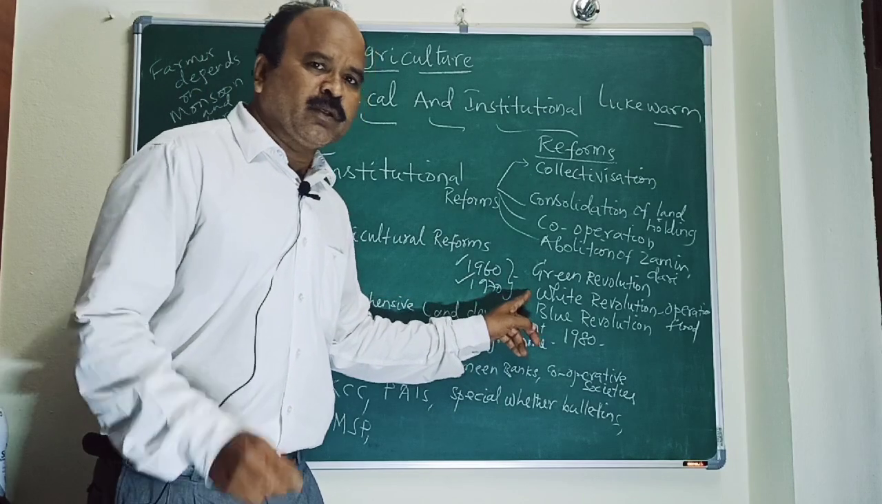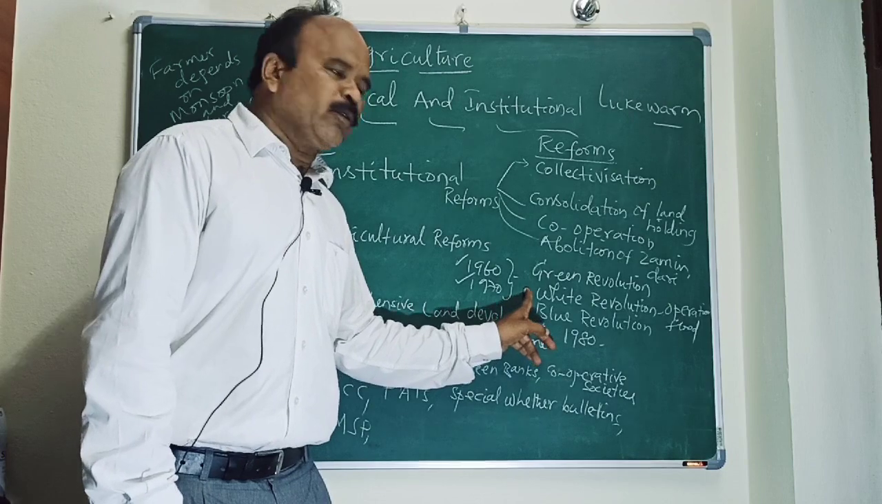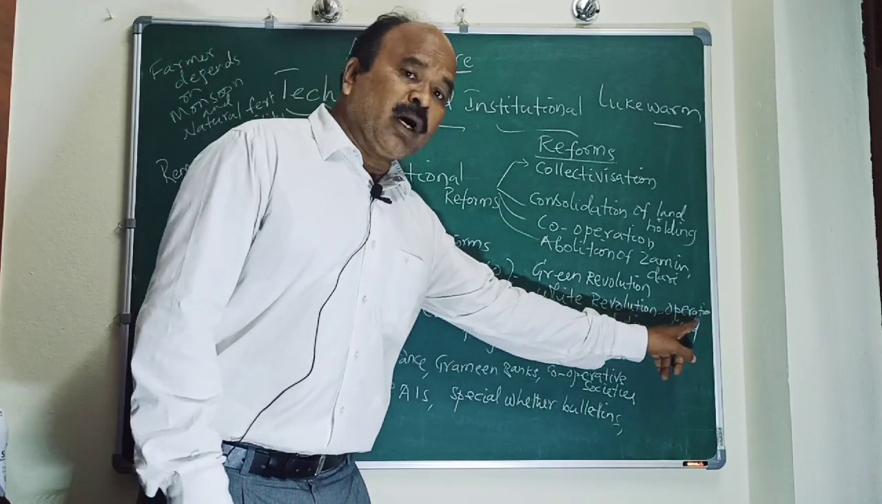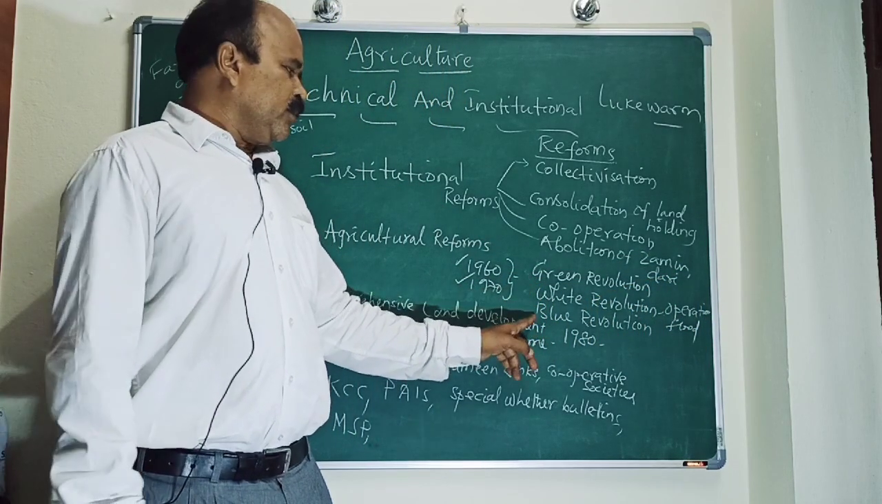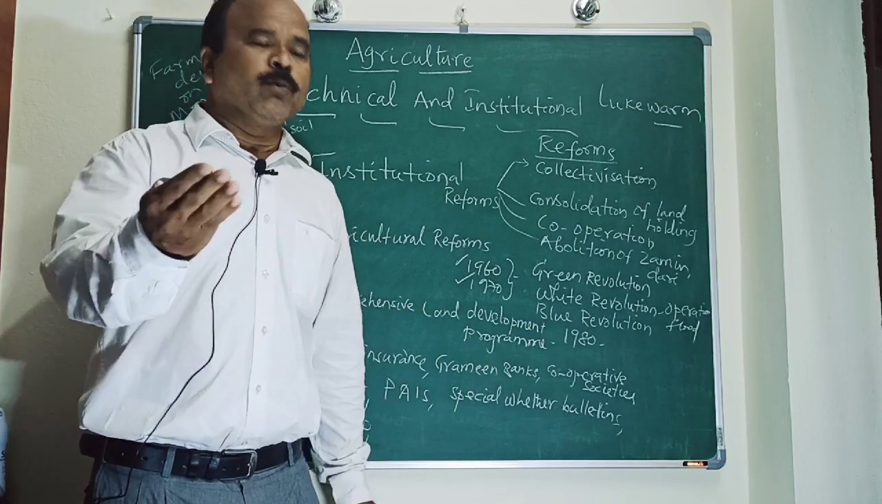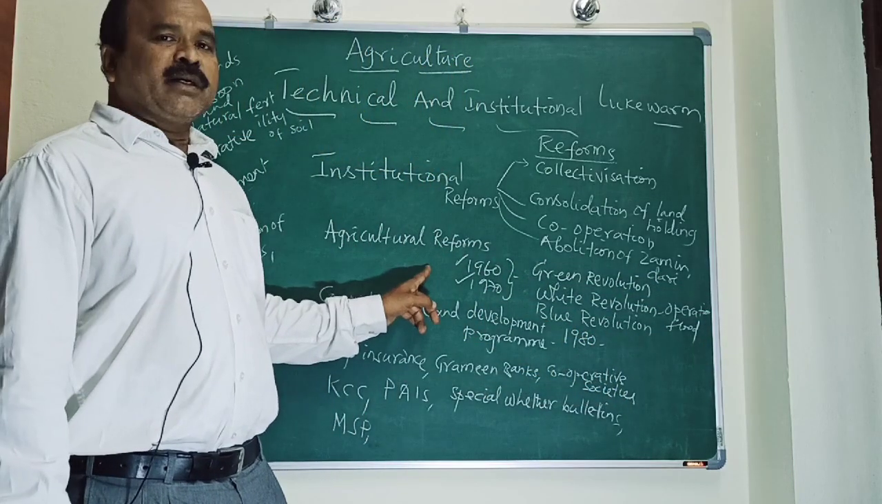Then White Revolution. This is the production of milk in large quantity. It is called White Revolution. More milk being produced. It is also called Operation Flood. So with this, our milk production went up. Then Blue Revolution, developing fish culture, growing more and more fish. So all these come under agricultural reforms.